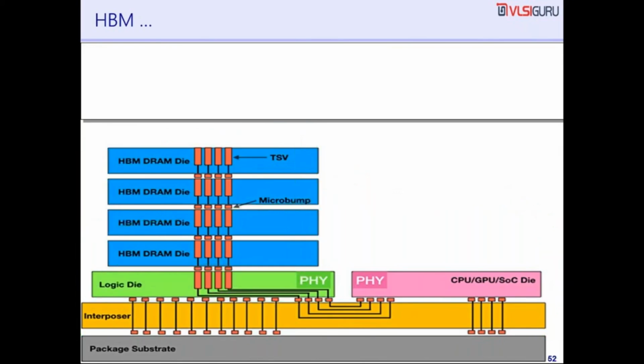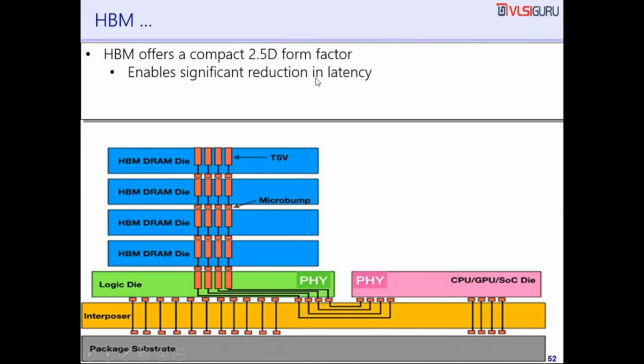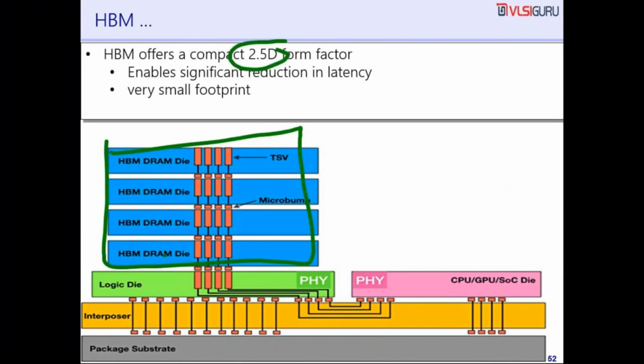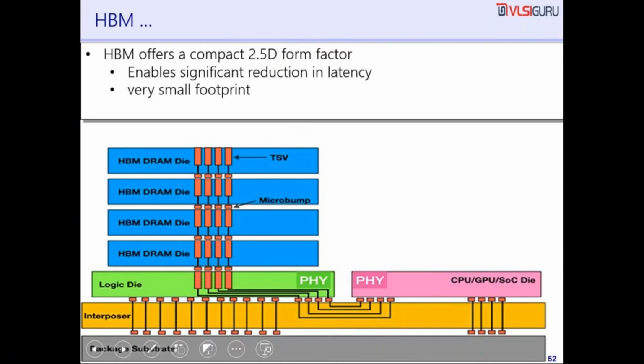So there are some advantages of HBM, there are some drawbacks. Let's focus on all of them in the present session. HBM offers a compact 2.5D form factor and enables significant reduction in latency because these are closely connected. See, this is the closely connected thing, right? Because of that, the latency is very minimal, and also a very small footprint. In a small area you're able to fit a large amount of things because of the 2.5D form factor stacking. You're stacking one over the other, and they provide good power efficiency.